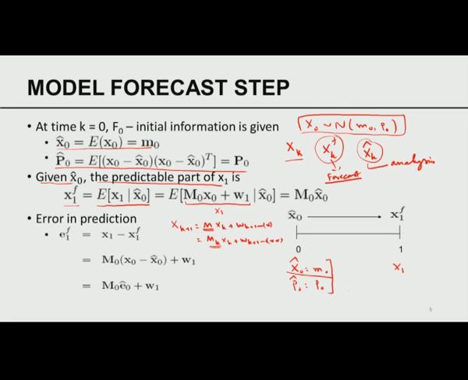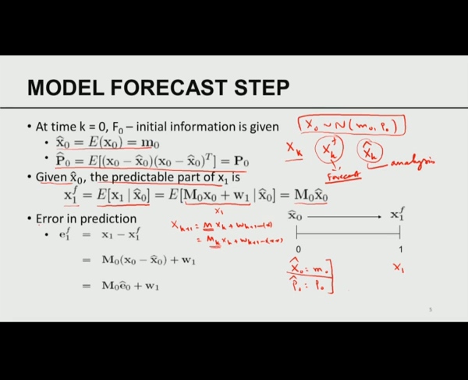But x1 is random. What is the estimate of x1? What is the best estimate of the true state? Conditional expectation. So the conditional expectation of x1 given x naught hat is equal to m naught of x naught hat. Because look at this now: conditional expectation of a linear operator, the conditional expectation of a sum is the sum of the conditional expectations. The second conditional expectation, the expectation of w1 with respect to x naught hat, is 0, because w1 is white, it does not depend on anybody else. So m naught I already know at time 0, x naught hat I already know coming from time 0. So given x naught, the best forecast I can make at time 1 is m naught x naught hat.